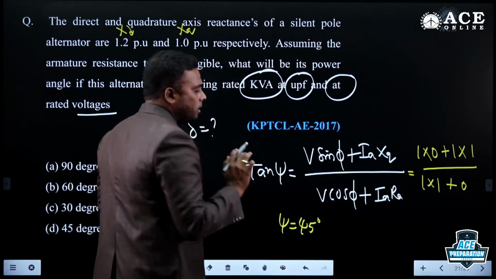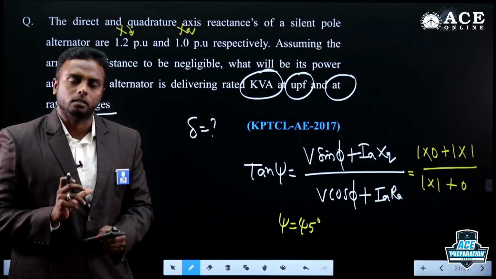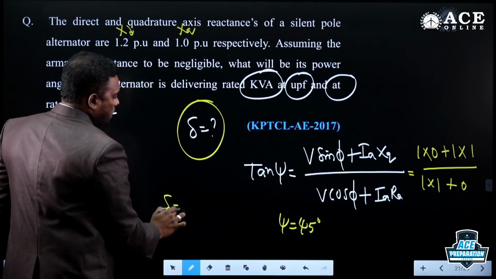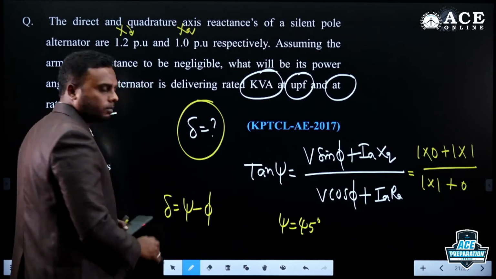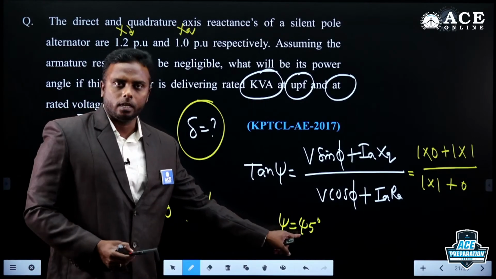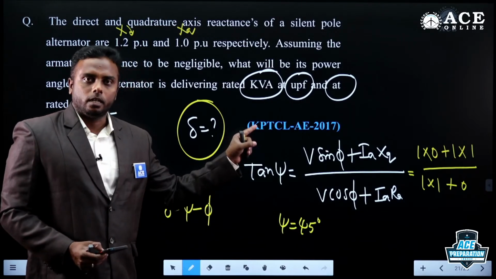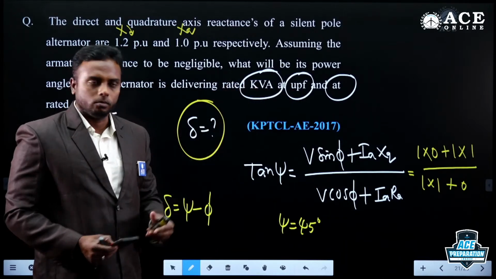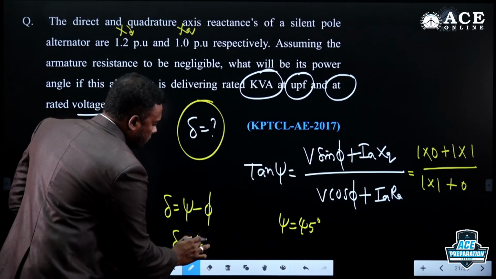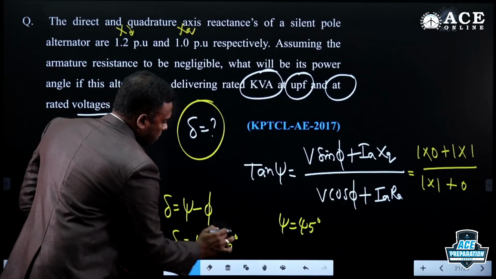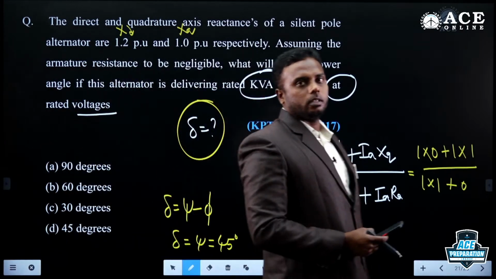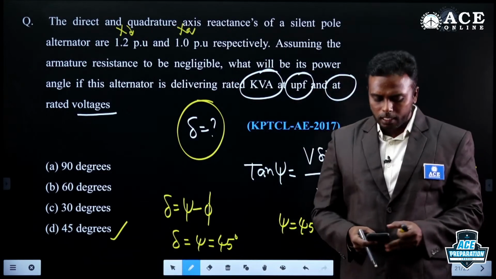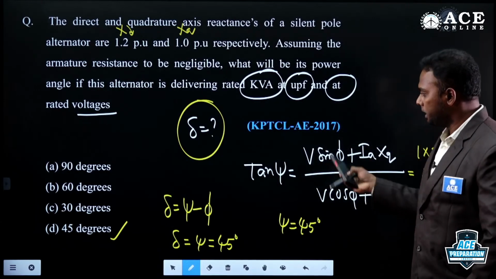Psi is nothing but the internal power factor angle. From the phasor diagram we get this. But we need delta here, and delta is nothing but psi minus phi. Psi is the internal power factor angle, phi is the load power factor angle. What is the load power factor here? UPF. Cos phi equals 1, so phi equals 0. Then delta equals psi itself, that is 45 degrees. Okay. Load angle is 45 degrees. So what is the answer here? Power angle 45 degrees. This is directly from the equation. You should know this equation first.